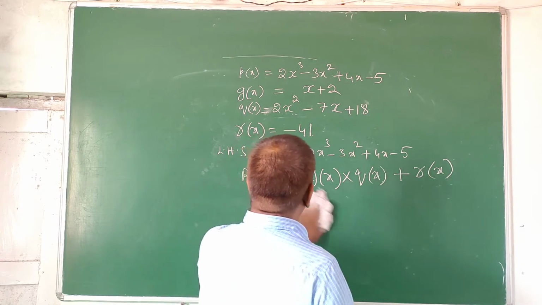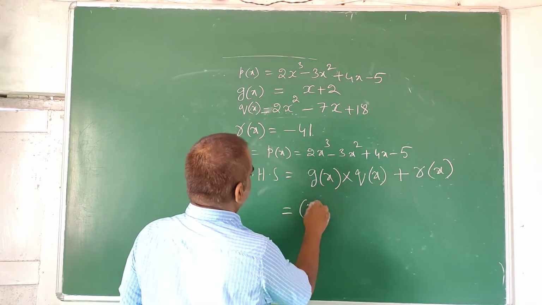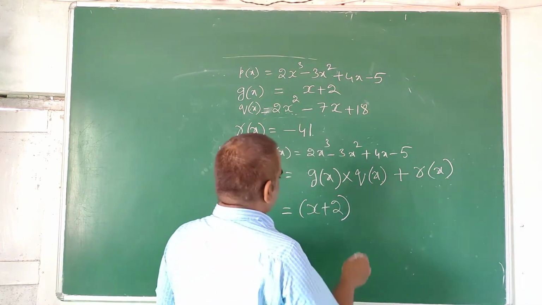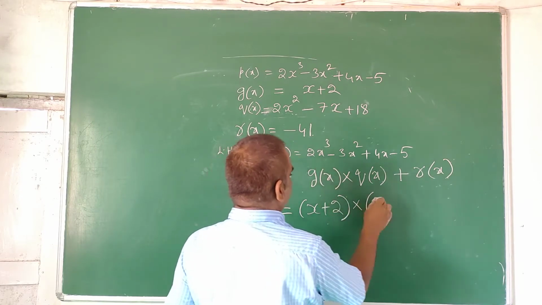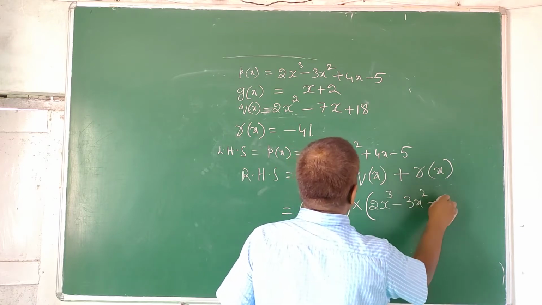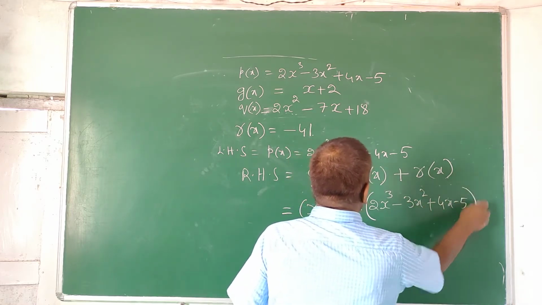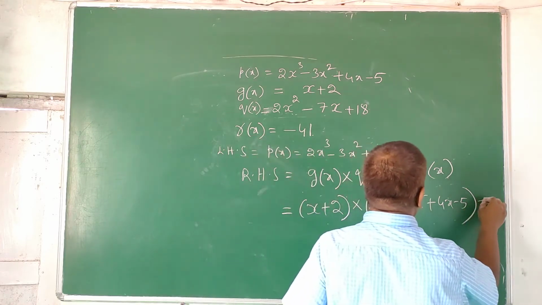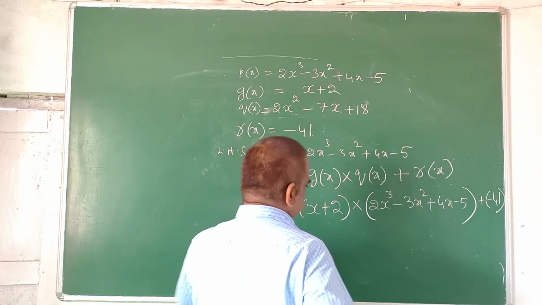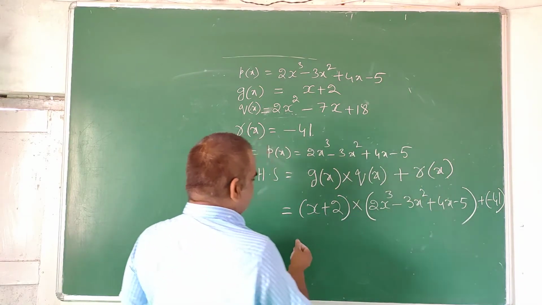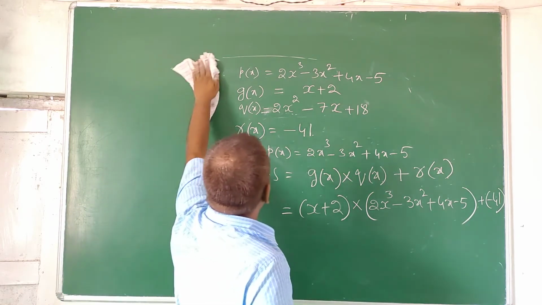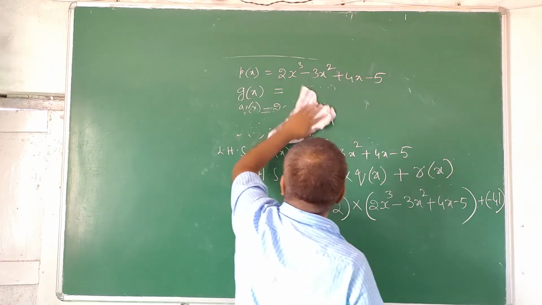Now you substitute. What is g of x? It is x plus 2. This has to be kept in brackets without fail. Into what is q of x? You got 2x square minus 7x plus 18, plus r of x. What did you get? Minus 41, right? Now, just multiplying now. So now, here I am cleaning this, please, with your permission.